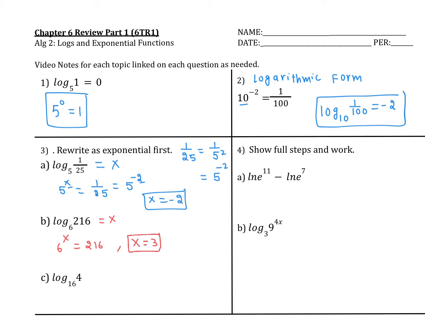For letter C, 16 to the power x equals 4. If you want to write it with the same base, you can write 16 as 4 to the power 2. x is already there, and that is going to be 2x equals 1, or x equals 1 over 2.